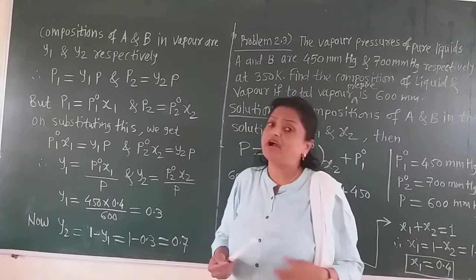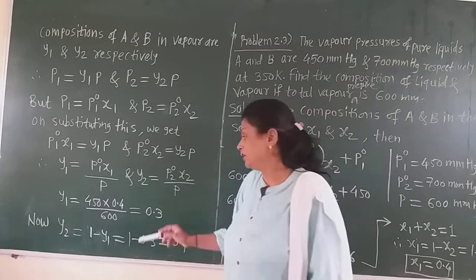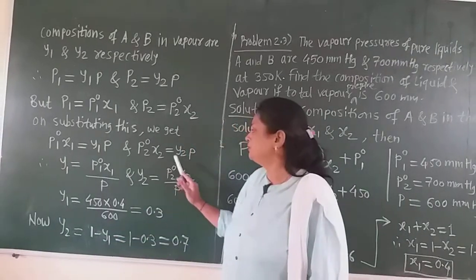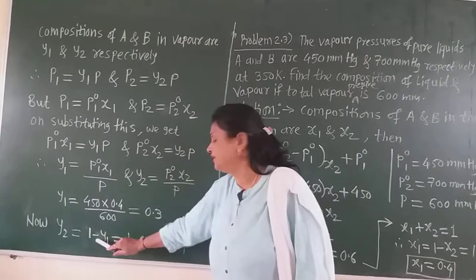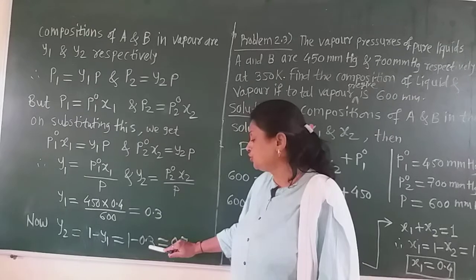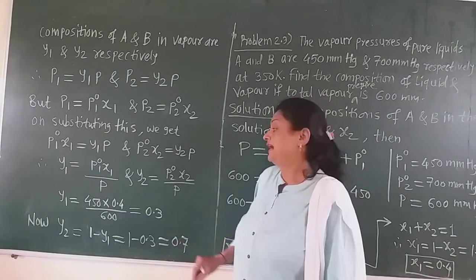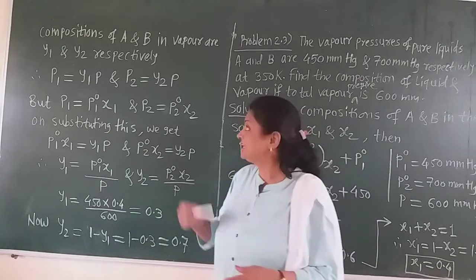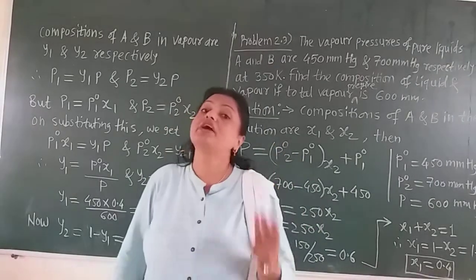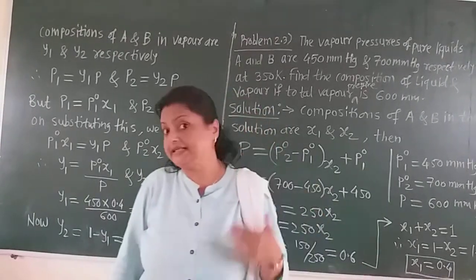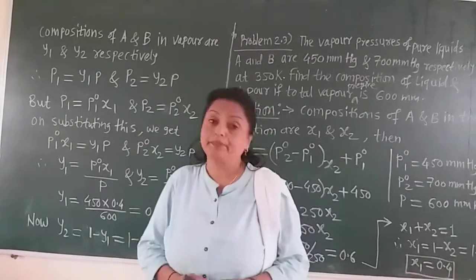We know that y1 plus y2 is equal to 1, and therefore y2 is equal to 1 minus y1. So you can calculate from this equation also, or by simply substituting y2 equal to 1 minus y1. So 1 minus 0.3 is equal to 0.7. y2 is equal to 0.7. In this way, students will calculate the four quantities x1, x2, y1 and y2, that is the composition in the liquid phase and the composition in the vapor phase, by using these different formulae.